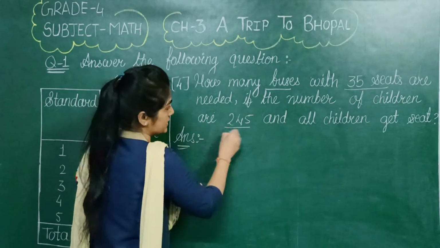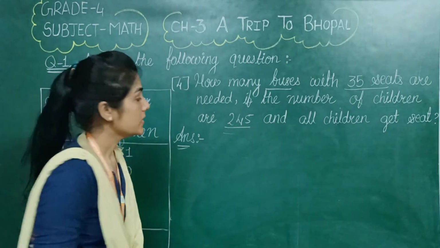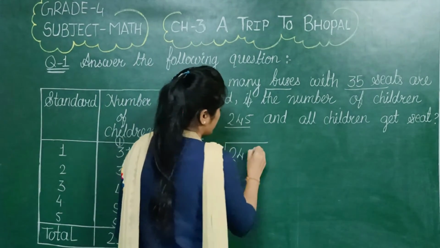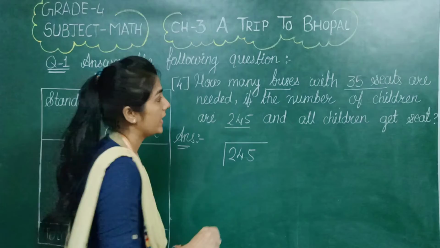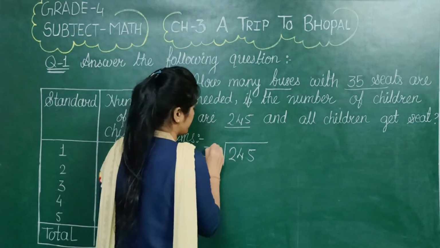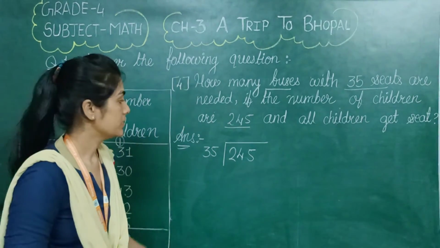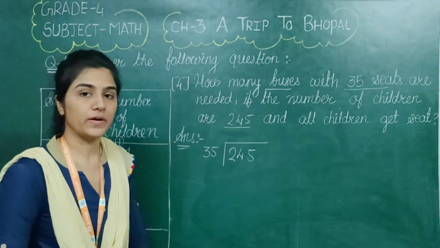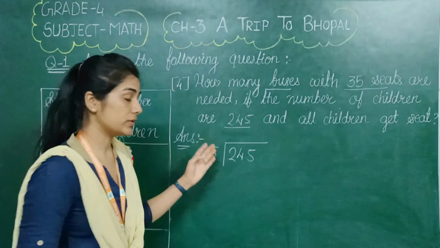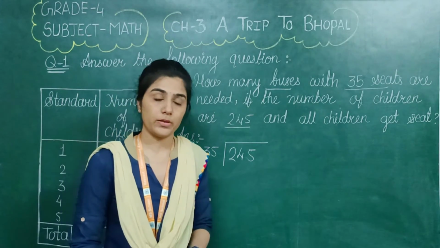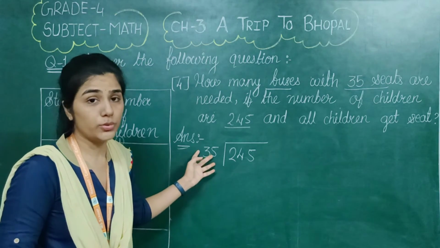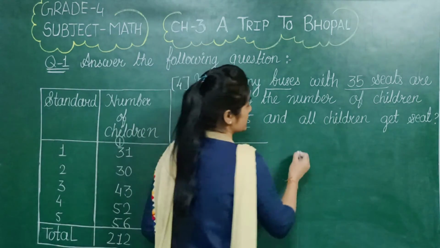Obviously this number is greater, right? So in the division form, we'll write it this way. And with the 35 seats, we will make the division. Means we will divide this 245, the total number of children, by this 35 seats. For this you need to know the table of 35. Obviously this number is very big. You don't know the table, right? So we need to prepare the table first.